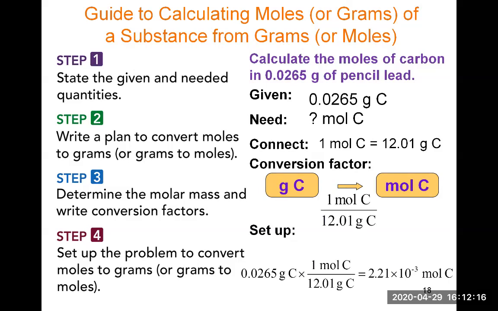Times the conversion factor, such that you can cancel grams. So the grams of carbon are on the bottom and the 1 mole on top. You can see that the grams of carbon cancel, and you're left with moles. So that confirms it's the way you want to set up your calculation. Next, you type in your calculator 0.0265 divided by 12.01, right? 12.01 is in the denominator, so you divide.